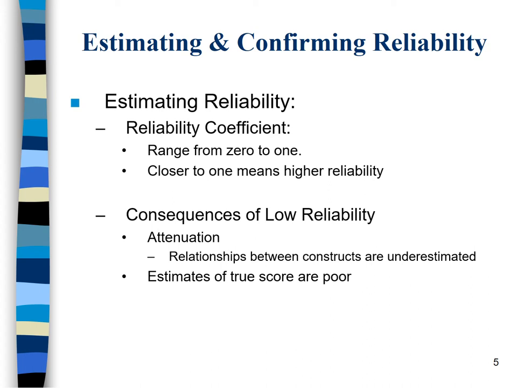So what are the consequences of low reliability? Like, what's the problem? What happens? Well, one of the things is we have this concept in research called attenuation. Attenuation means that the relationships between the constructs tend to be underestimated. It weakens our estimate of the relationship or the correlation between various constructs, say our exogenous construct and our endogenous construct. The measures tend to be weaker than we actually thought.